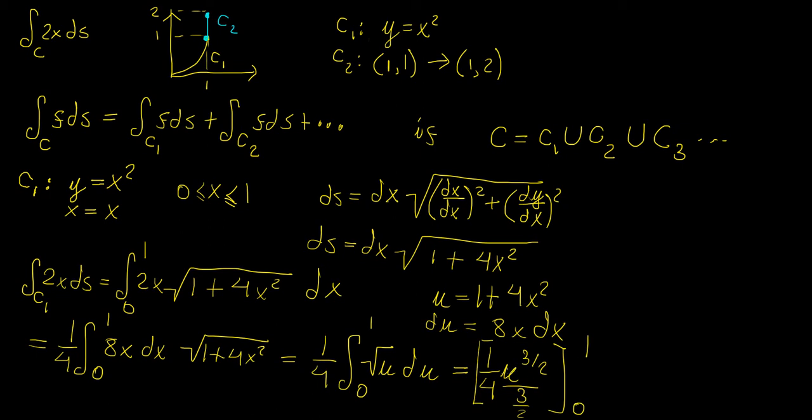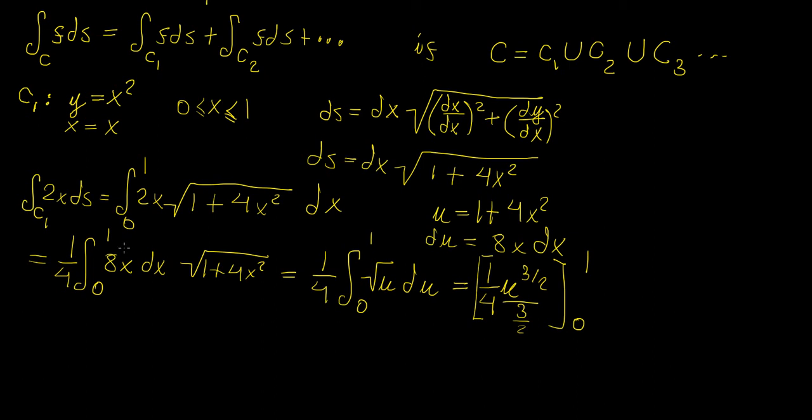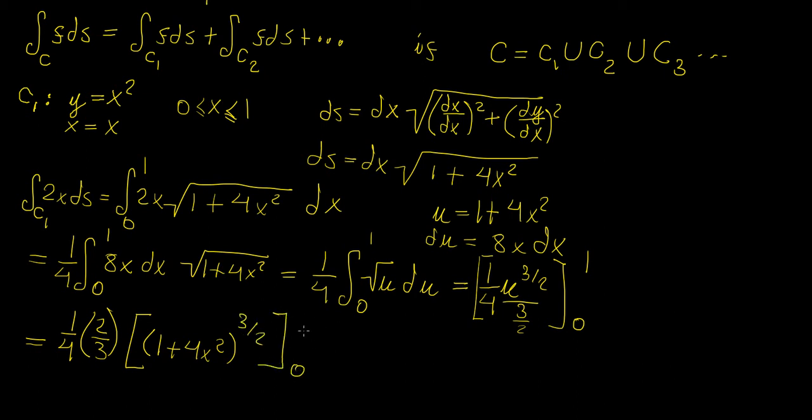And then we're going to substitute for x before we actually put in the limits of integration. So now we're going to have 1 over 4 times 2 over 3. And right here we're going to put this back in. So we have 1 plus 4x squared to the power of 3 on 2, evaluated from 0 to 1. So let's see what we get. Well, this is going to become 1 over 2, so 1 over 6.